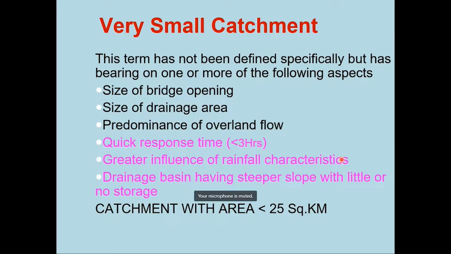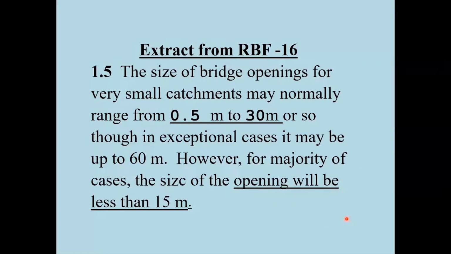And because it is a small area and the entire water is coming on the bridge side, there will be a greater influence of rainfall characteristic, and a drainage basin having a steeper slope with little or no storage. Thereafter it says that it is used for the catchment area less than 25 square kilometer. And by practical consideration, we will find that the catchment area of most of our bridges will be less than 25 square kilometer.